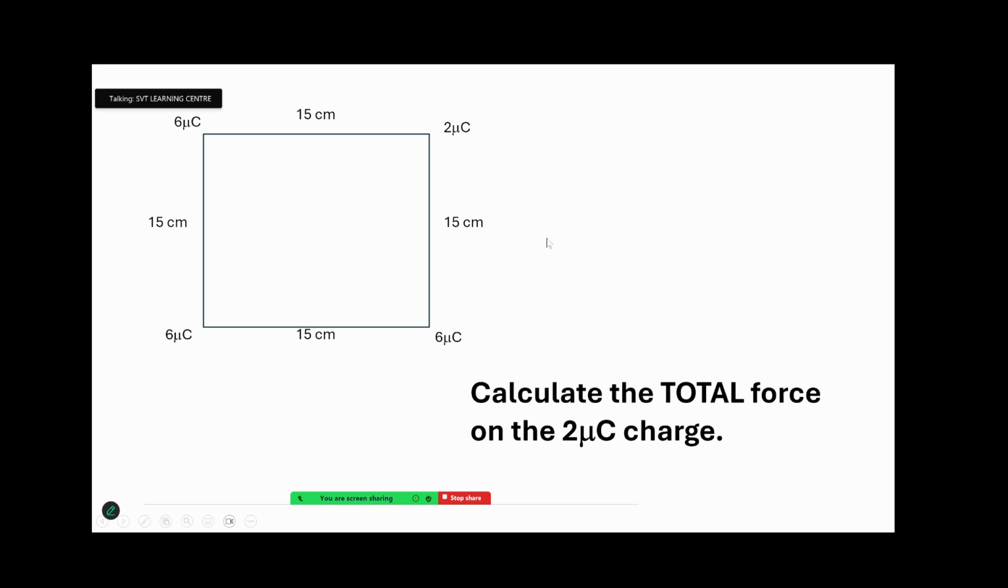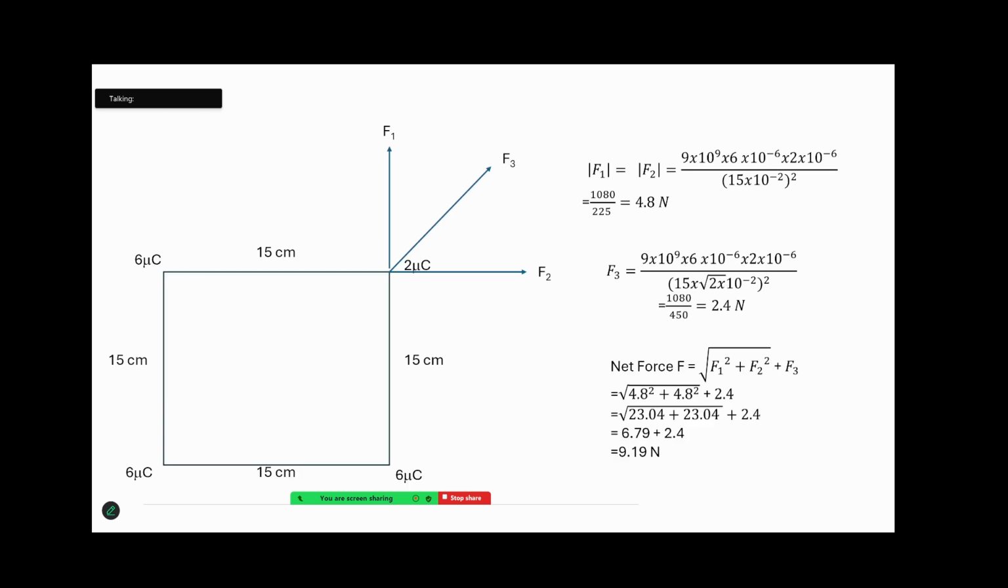We have got 4 charges, 6 microcoulomb, 6 microcoulomb, 6 microcoulomb and 2 microcoulomb. They are placed on the vertices of a square of 15 centimeter as shown in the diagram. Here we will have 3 forces, each along the sides and one along the diagonal. So F1 is due to this one and it is trying to push the 2 microcoulomb. F2 is due to this 6 microcoulomb and it again is pushing it in this direction. Both the forces are of same magnitude because all the distances and charges are same, and it happens to be 4.2. So they act at right angles to each other.